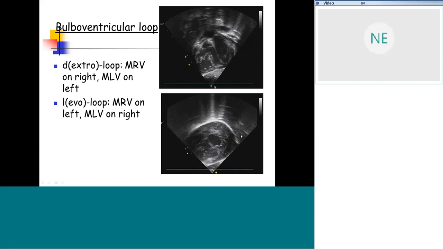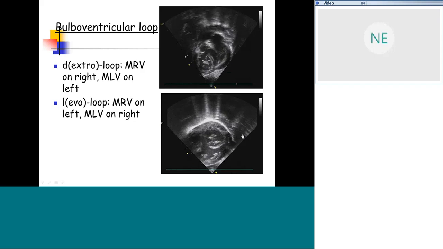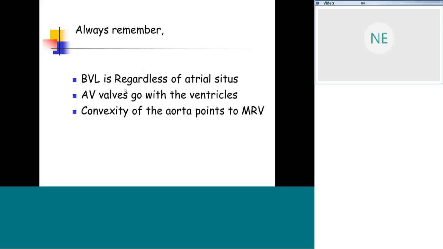Normally we have atrial situs solitus with a D-looped ventricle, that is atrioventricular concordance, S and D. One most important point we have to understand is that the bulboventricular looping is regardless of the atrial situs. Embryologically, both are independent of each other, and you can have multiple permutation combinations between the atrial situs and the ventricular looping. Always remember the AV valves go with the ventricles.